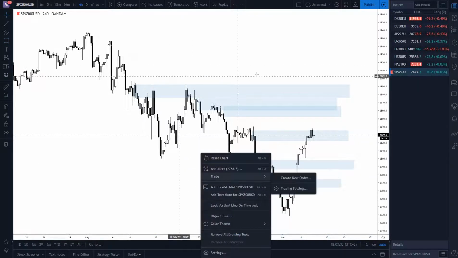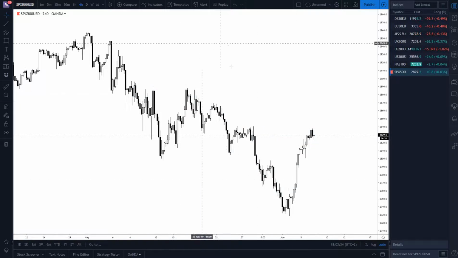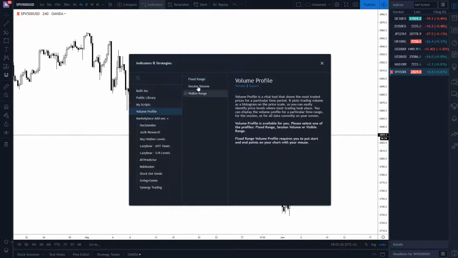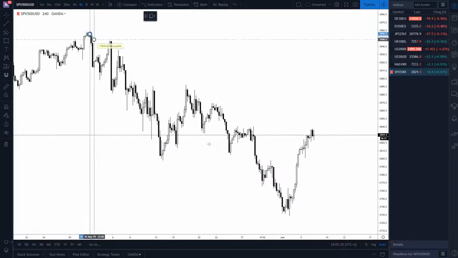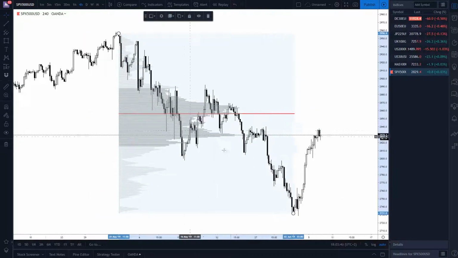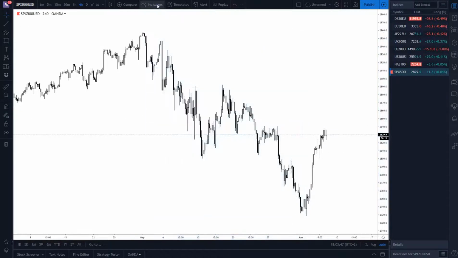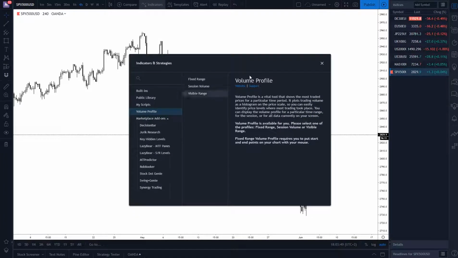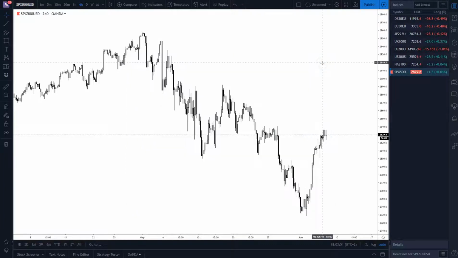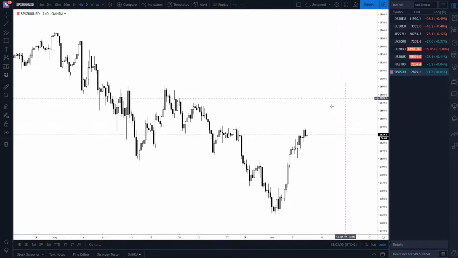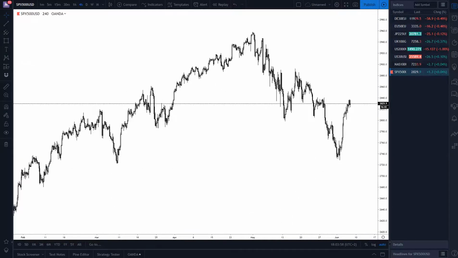This is where volume comes into place, because if I just very quickly show you, you will be able to determine which levels are actually stronger than the others, by using the fixed range, by using the naked POCs from different sessions, and a lot of things which we'll cover in detail later on. But yeah, I think I covered everything about supply and demand.